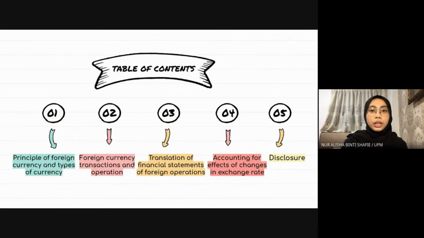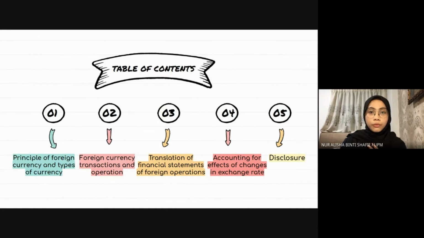Our presentation is divided into several parts. The first part is about principle and the type of currency. The second part is about foreign currency transactions and operations. The third part is about transactions of financial statement. The fourth part is about accounting for effect of change in exchange rate. And the fifth part is about disclosure.